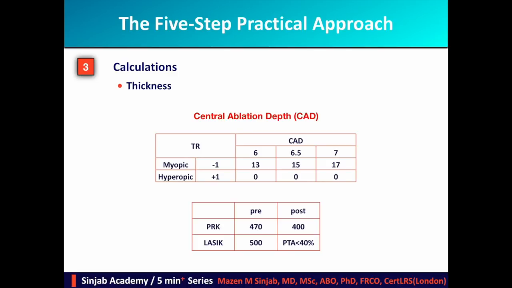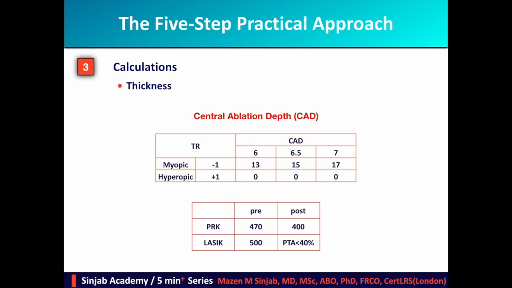Now, regarding the PRK rules and the LASIK rules, usually I look at the pre-op thickness and I do the calculations in order to find out the post-op thickness. Based on that, maybe I can go for PRK, LASIK, or none of them. So the starting point for me for PRK is 470, which means that the cornea should have at least 470 microns before I go for PRK. And then I do the calculations. If the post-op thickness, including the epithelium, is above 400 microns, then I can go for PRK.